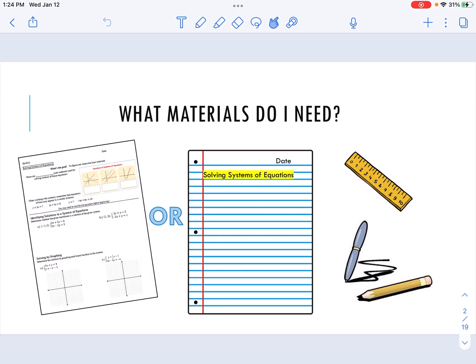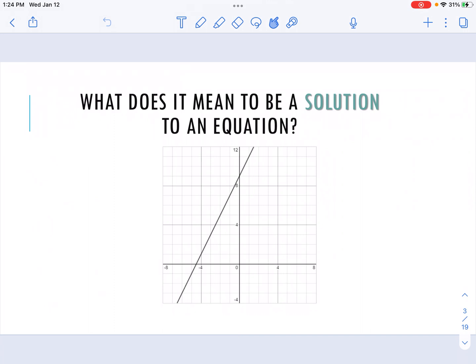All right, let's get started. The first thing we want to talk about is what does it mean to be a solution to an equation? We've done a lot of work with linear functions, and we talked specifically about what does it mean to be a solution. So really quickly on your piece of scrap paper on the top of your notes, just jot down what does it mean to be a solution to an equation. All right, if you need another moment, just pause the video.